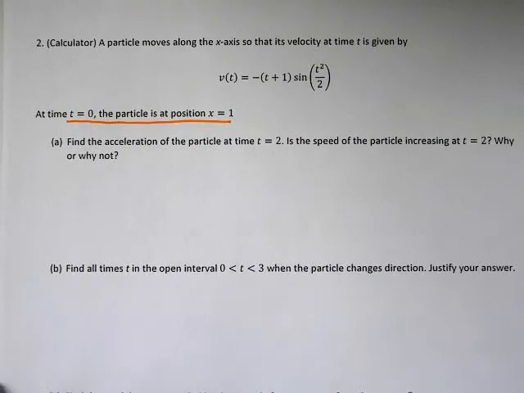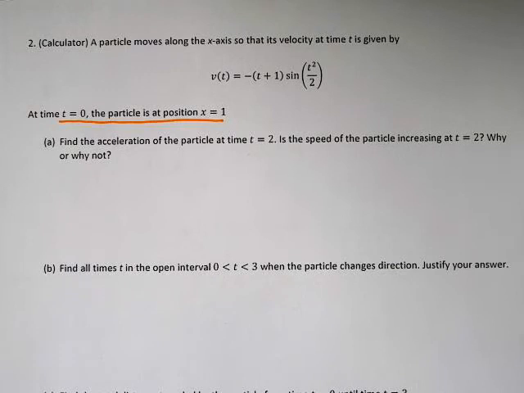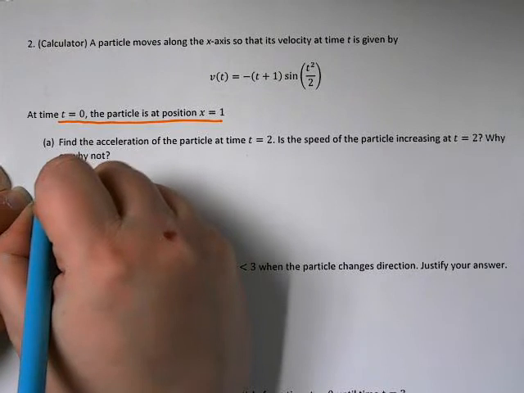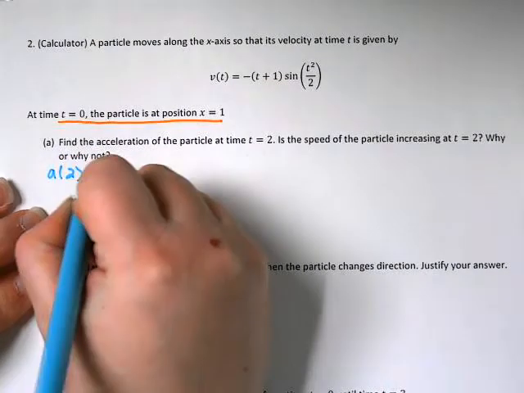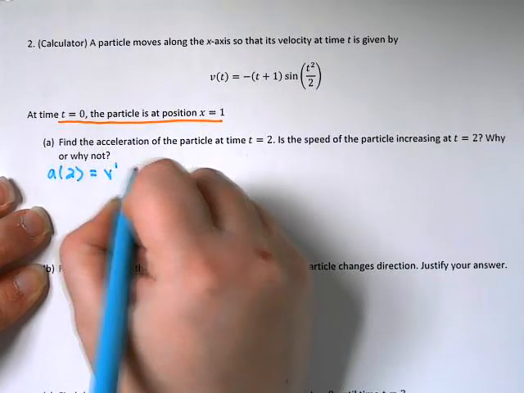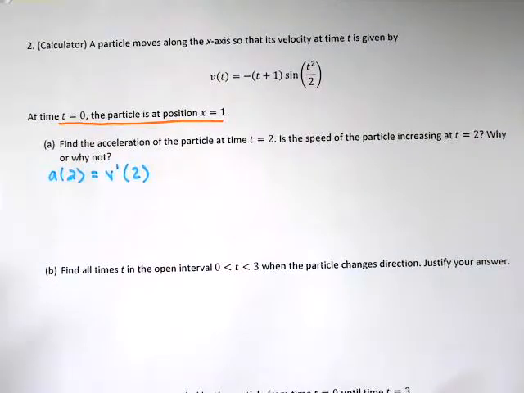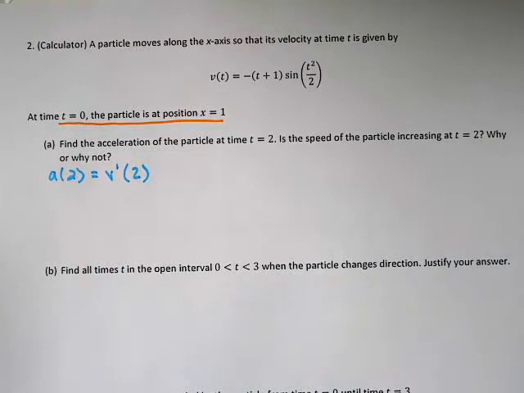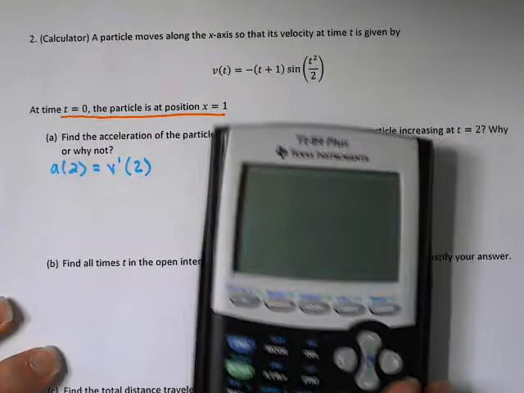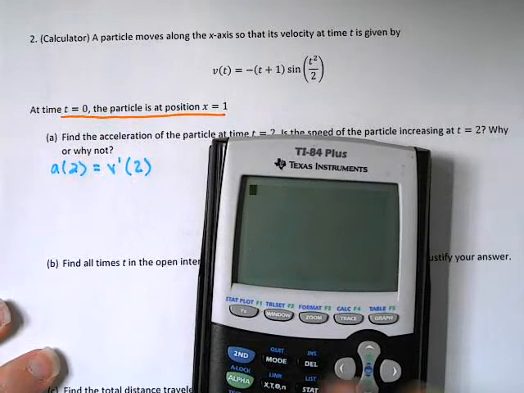So part A says find the acceleration of the particle at time t equals 2. Is the speed of the particle increasing at 2? Why or why not? Well, if we're looking for the acceleration at time t equals 2, we know that that's really the first derivative of velocity at time t equals 2. So since this is a calculator question, I'm going to use my calculator to do that. So if I want to take a derivative, I know that that's math 8.